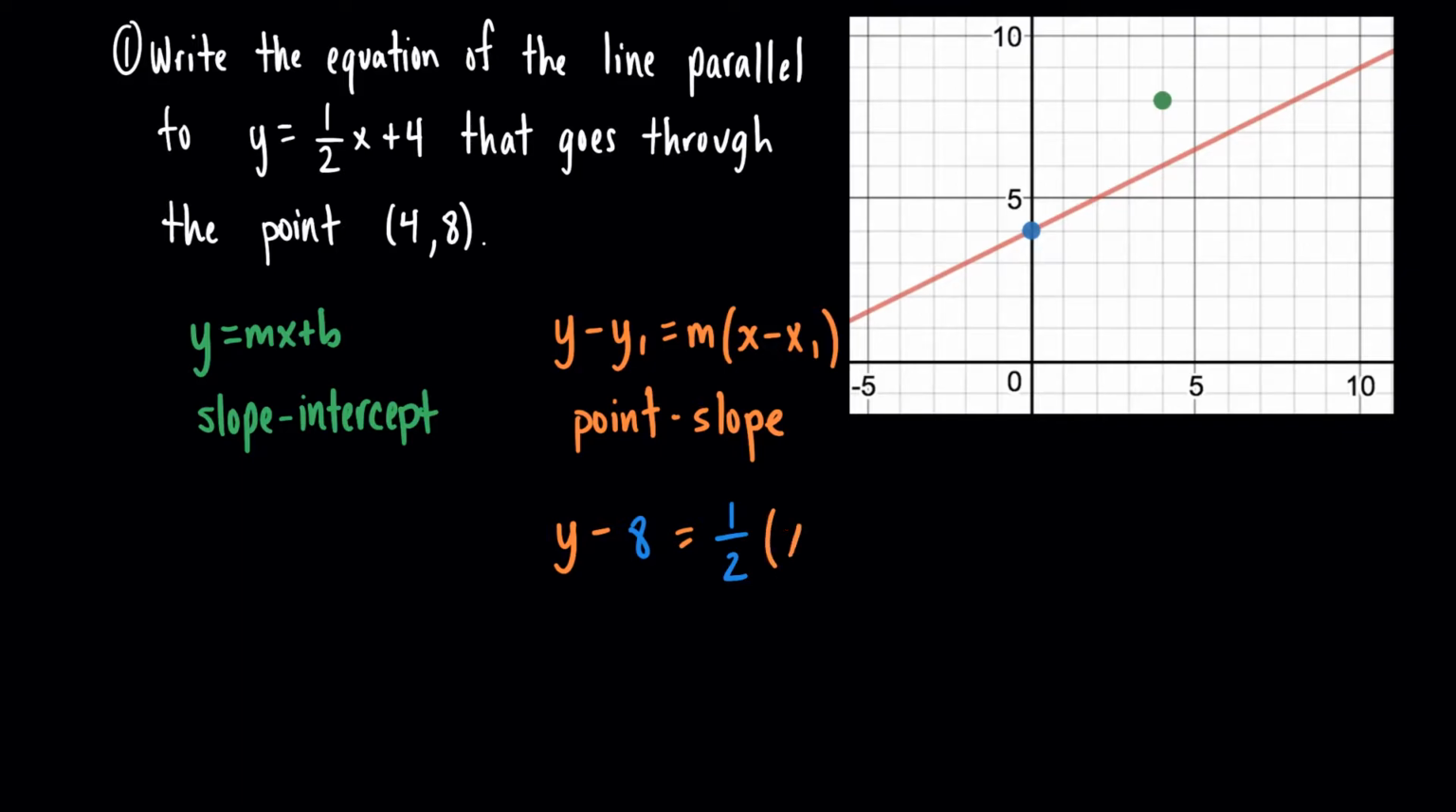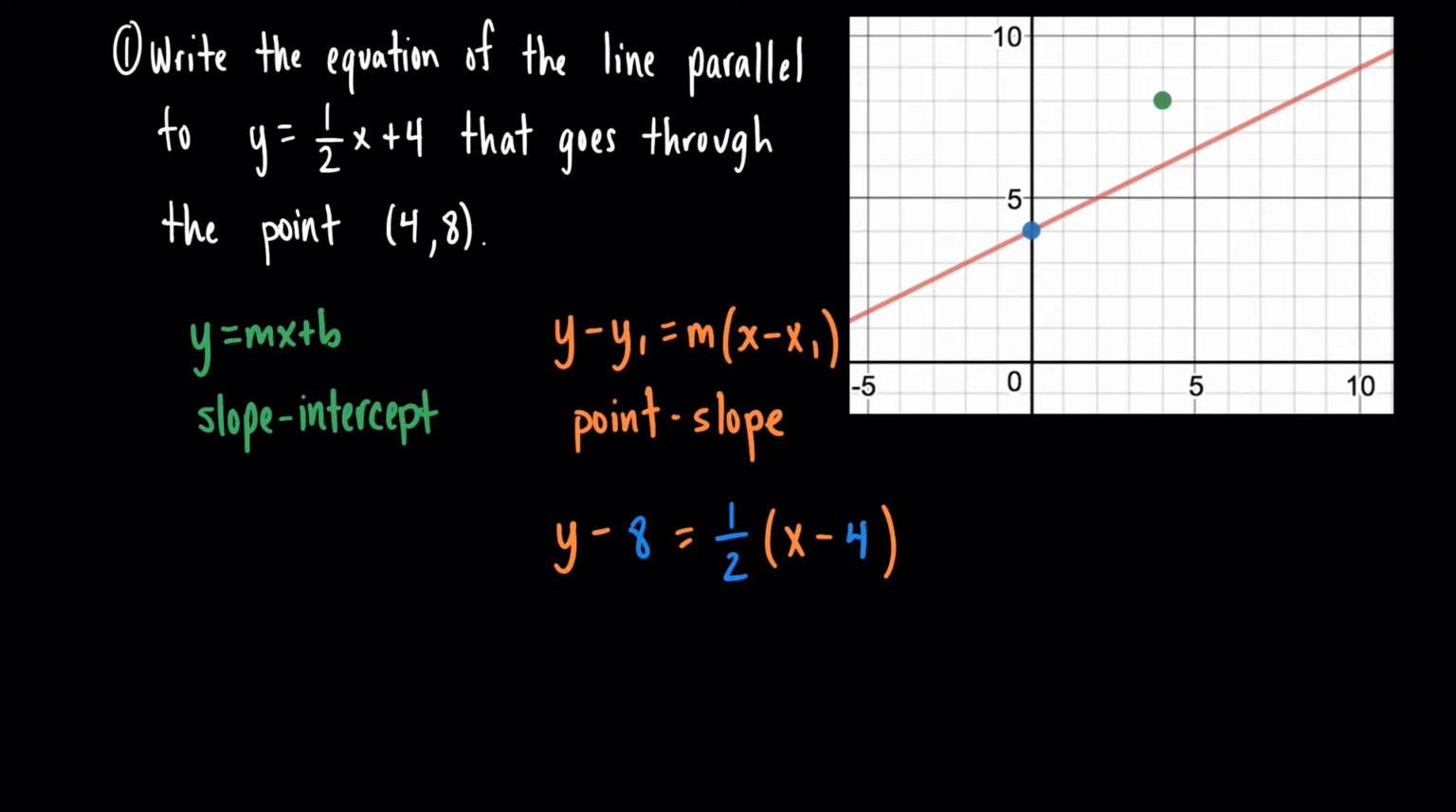And then we'll do x minus, and now we're going to put in the x coordinate of the point that we're interested in. The point that we're interested in is 4, 8. It's this green point right here. So the x coordinate on that was 4. All right, so we'll close that off.